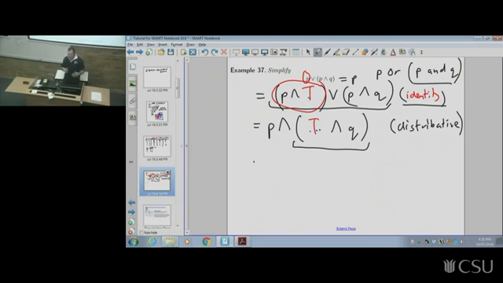Distributive is just another way of saying expanding brackets, really, and we're using it the opposite way here. It's factorising.